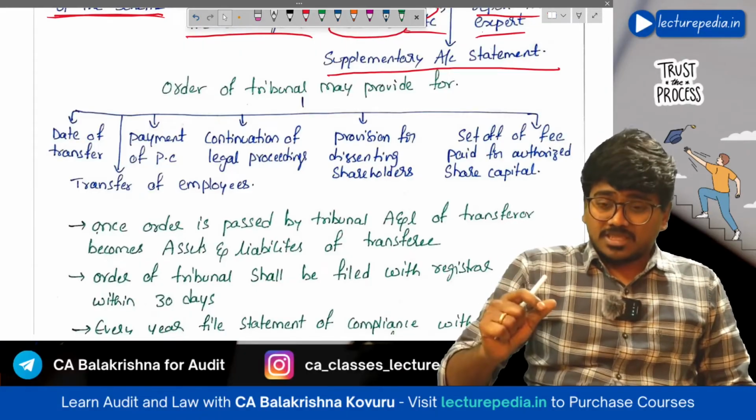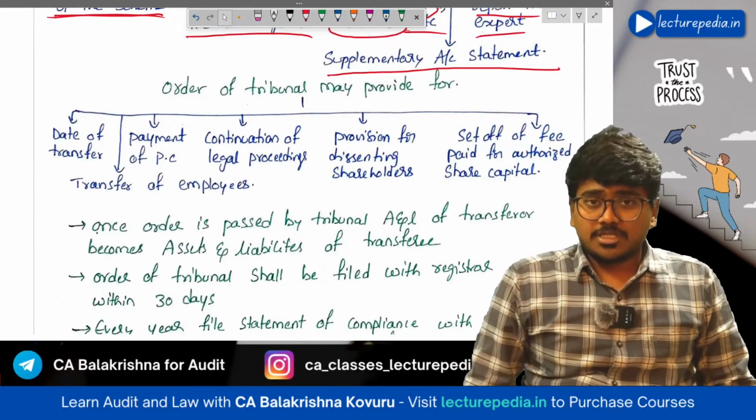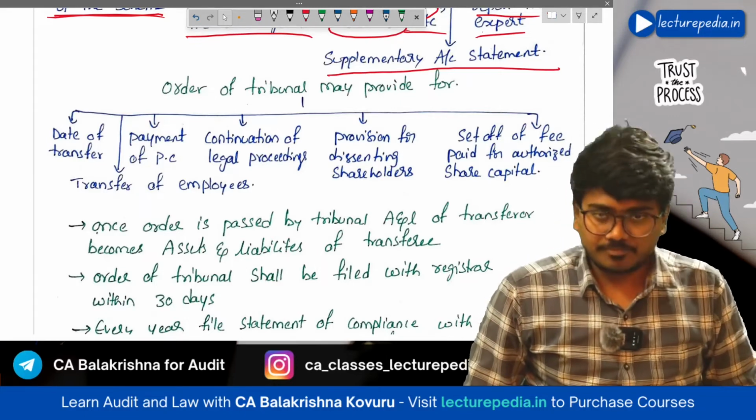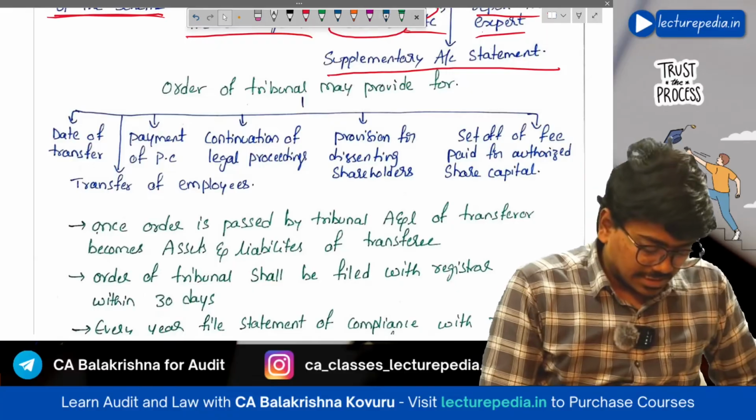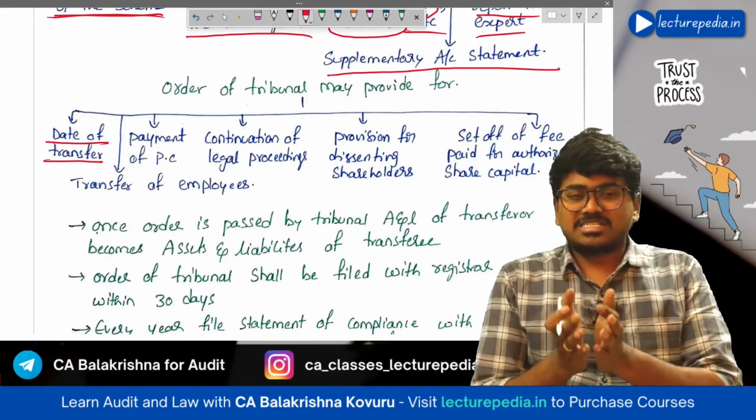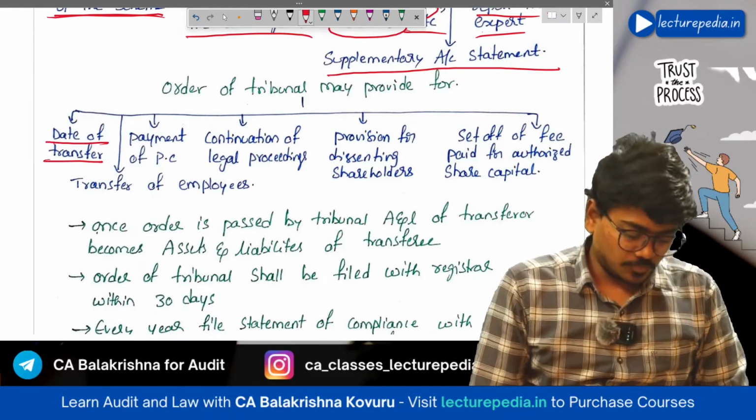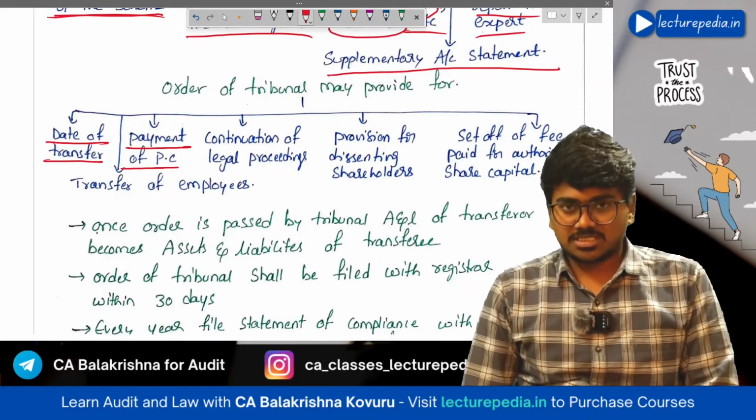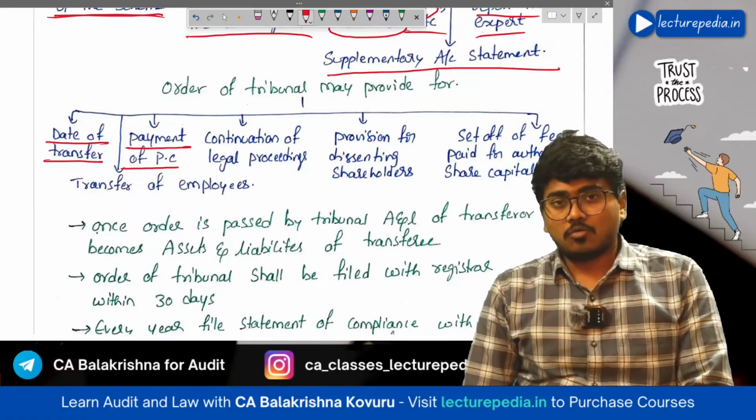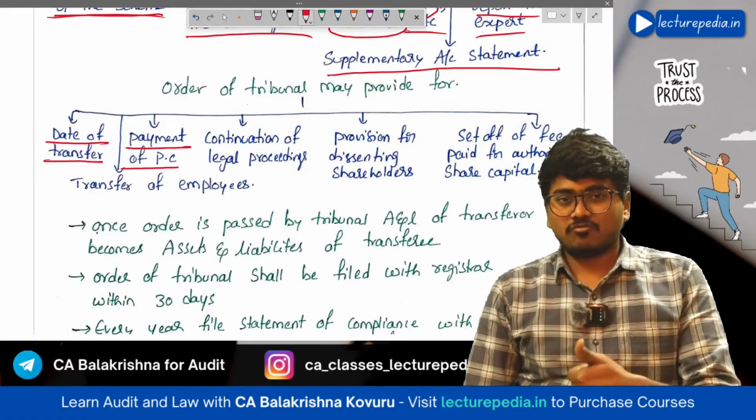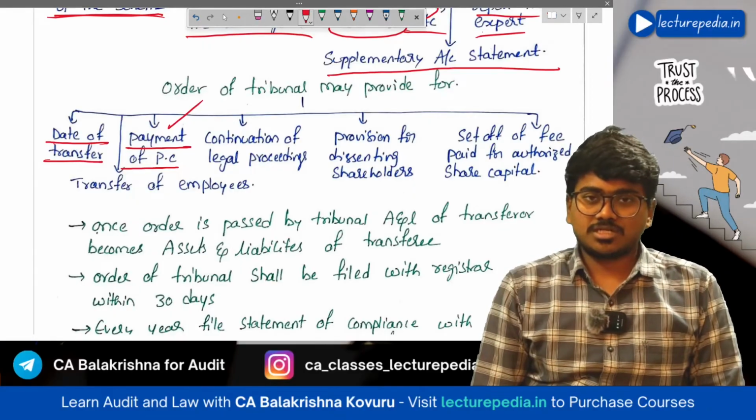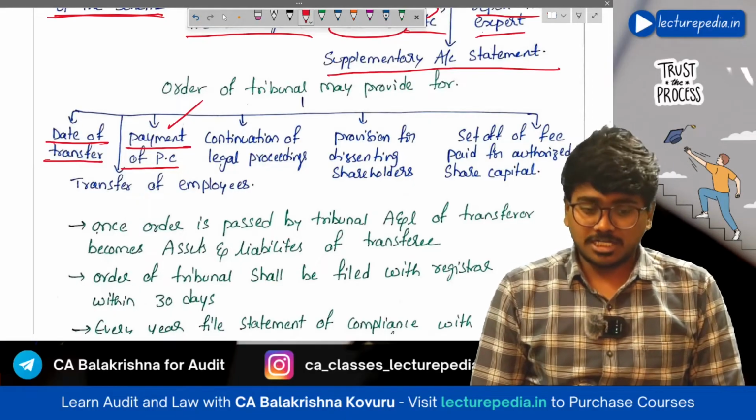Now, the order that the tribunal will give approving the amalgamation or merger, what will be there in the order of the tribunal? Date of transfer. Okay, from which date will this transfer be effective? Payment of purchase consideration. Okay, how much purchase consideration will be paid, on what dates it will be paid, and in what form it will be paid. The details with respect to purchase consideration will also be there in the order of the tribunal.